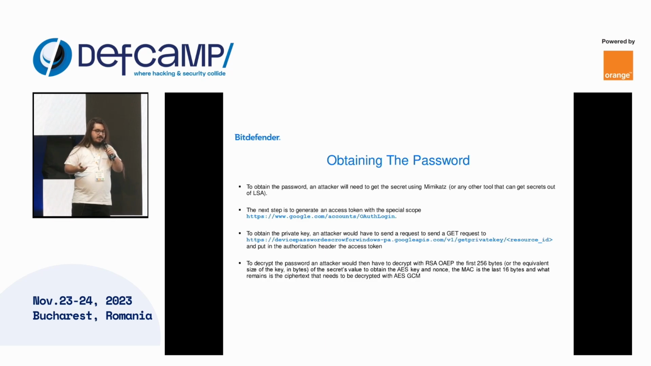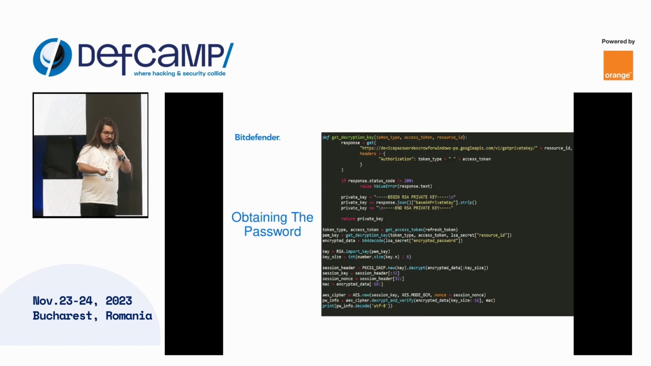Essentially, the encryption is nothing too complicated. Here is the code. Essentially, the first few bytes are an AES key encrypted with RSA. The next few bytes are the actual value, and the last few bytes are the message authentication code.